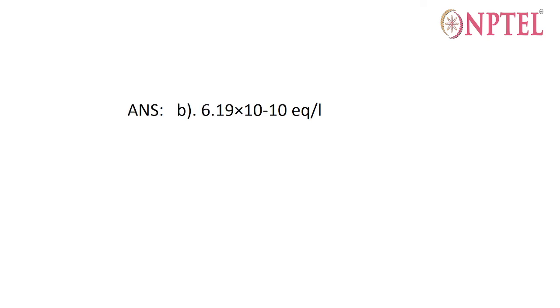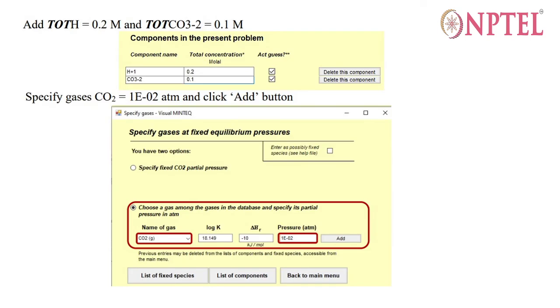Okay, so we will go for the solution. The right answer will be 6.19 into 10 to the power minus 10 equivalent per liter. And this is how we will solve, right? So first, I already discussed that H plus will be 0.2 mole, same data for the previous question and this question. So it will be 0.2 mole, right? The H plus ion concentration, and CO3 2 minus concentration will be 0.1 mole. Just write it down. The same thing you have done.